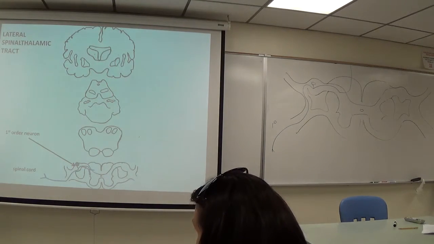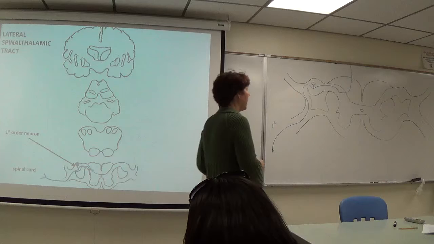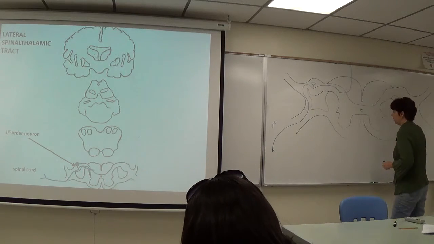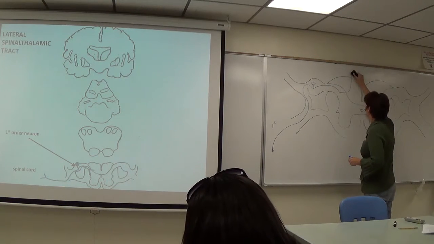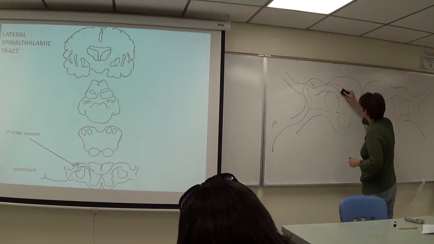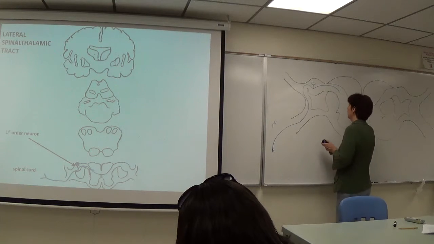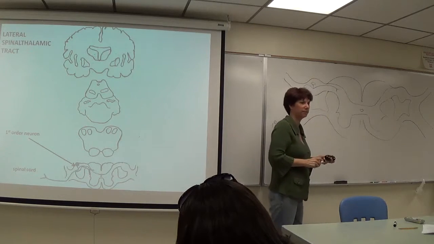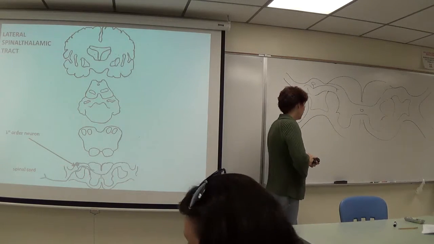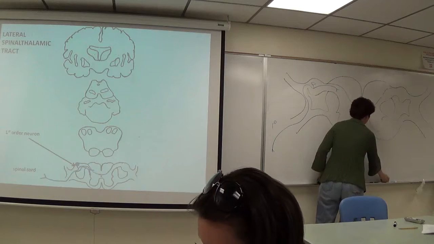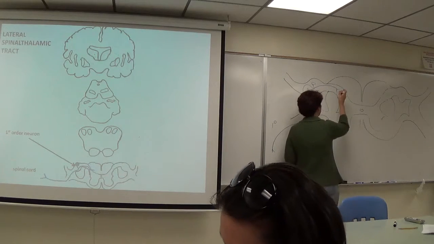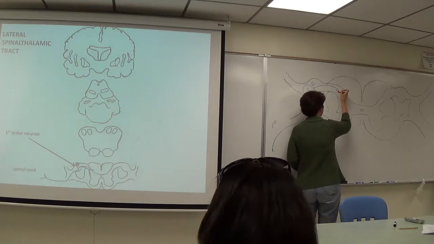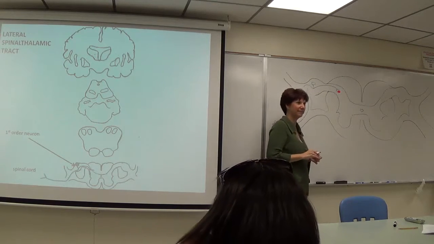First order neuron. Same thing, has its cell body in the dorsal root ganglion. Only this time it stops in the posterior gray horn. The posterior gray horn is formed of cell bodies of our second order neuron.